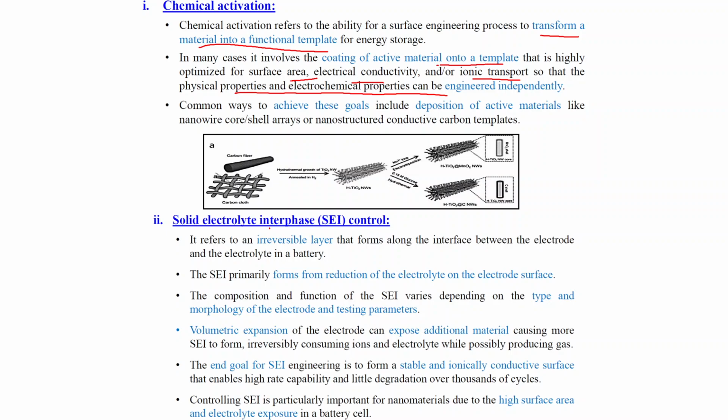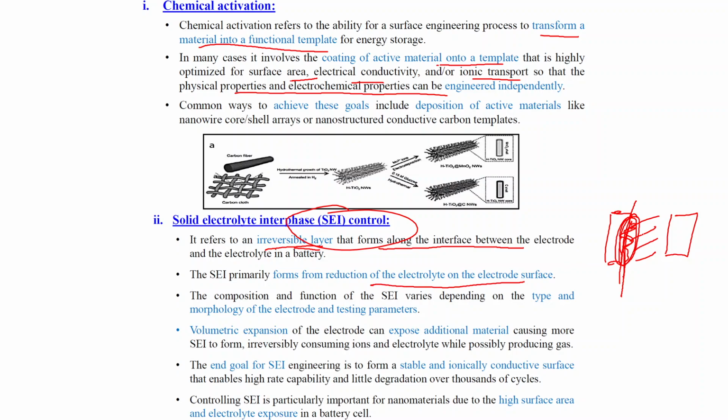Then the other is solid electrolyte interface control. It refers to an irreversible layer that forms along the interface between the electrode and electrolyte in a battery. Suppose these are two electrodes, and this is the electrolyte. This is the interface we are talking about. At this interface, due to the reaction between the electrolyte and electrode, there is a formation of an irreversible layer which is called the solid electrolyte interface. This primarily forms from reduction of the electrolyte on the electrode surface. Due to reduction of the electrolyte on the electrode surface, SEI is formed.